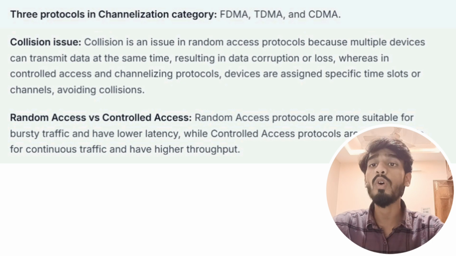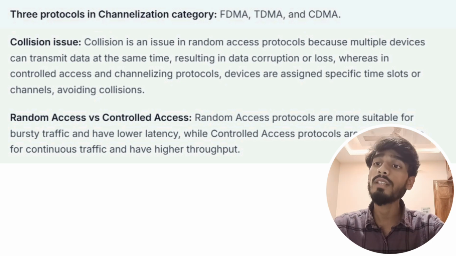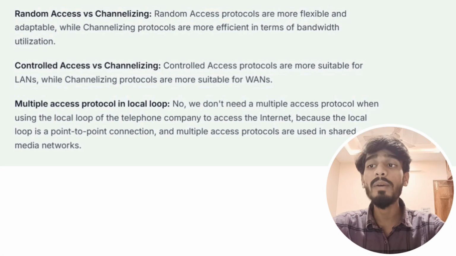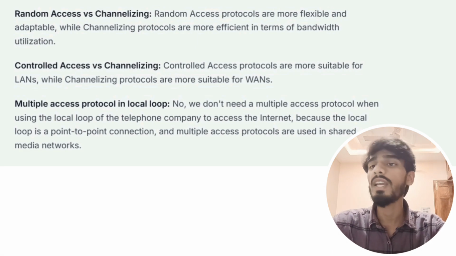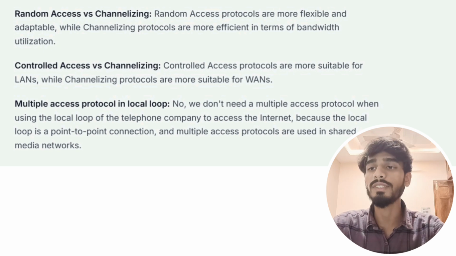Next, let us contrast random access versus controlled access. Random access protocols are more suitable for bursty traffic and have lower latency, while controlled access protocols are more suitable for continuous traffic and have higher throughput. Next, let us contrast random access and channelizing. Random access protocols are more flexible and adaptable, while channelizing protocols are more efficient in terms of bandwidth utilization.